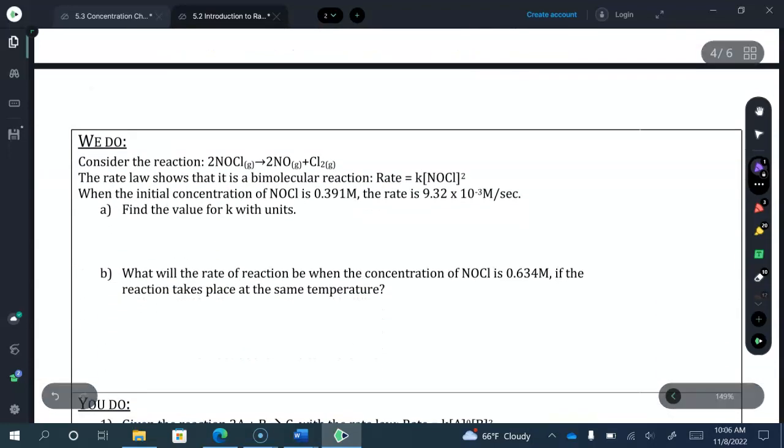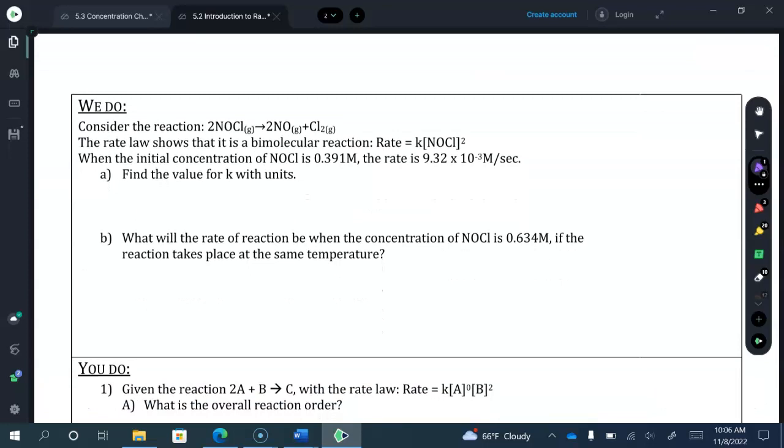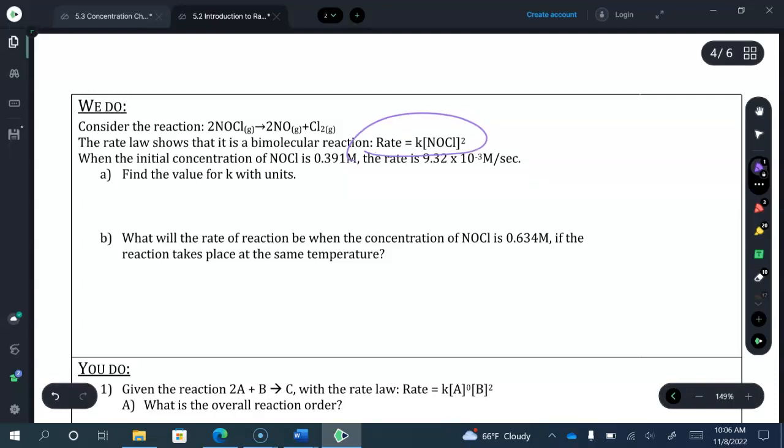Okay, so let's look at the we do. In the we do, consider the reaction 2 NaOCl gas yields 2 nitrous oxide plus chlorine gas. Consider the rate law that shows it is a bimolecular reaction, so it gives us the rate law. So that means it's probably, sorry, I was going to say 0 order to another reactant. There is no other reactant. When the initial concentration of NaOCl is 0.391 molar, the rate is 9.32 times 10 to the negative third molarity per second. Find the value of K with units.